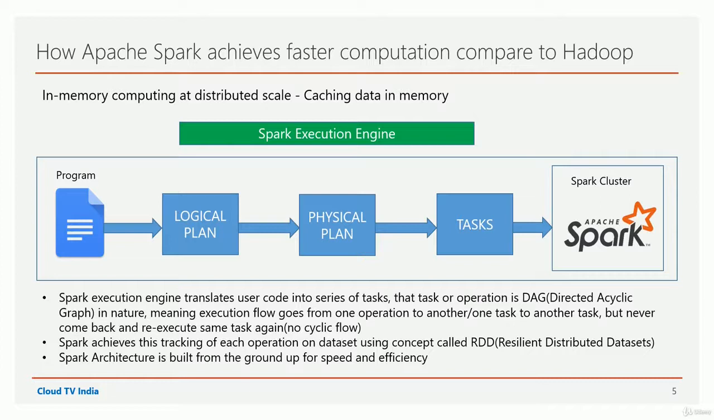That means the flow of execution goes from one task to another task, and it will not come back to the same task and re-execute it. So it is not cyclic, it's acyclic. From one task it will start and go to the second task, third task, fourth task, and compute the result or store the result into any output storage you specify.